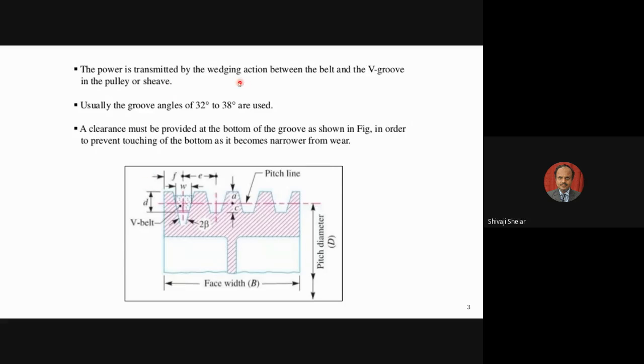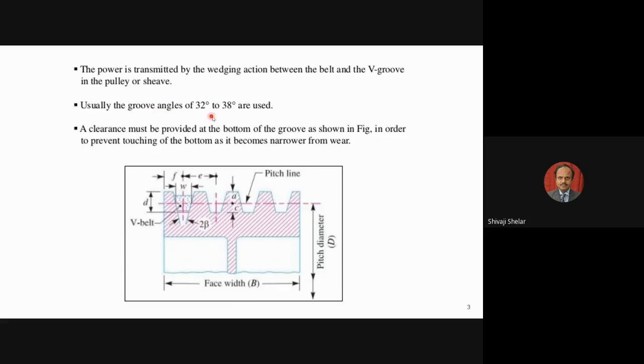So power is transmitted by wedging action between the belt and the V groove in the pulley or sheave. This wedging action happens on this surface here. On this inclined surface, a normal reaction is developed. This normal reaction creates a frictional force, and this frictional force is helpful to drive the pulley, so the power can be transmitted from a moving belt to the stationary pulley. So the pulley will start rotating and the power will be transmitted. The wedging action happens on this inclined surface.